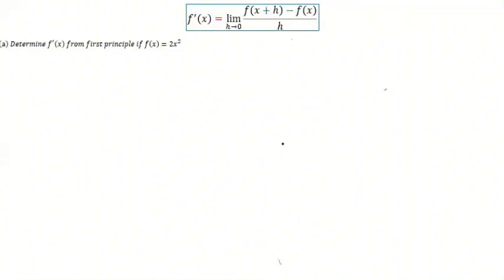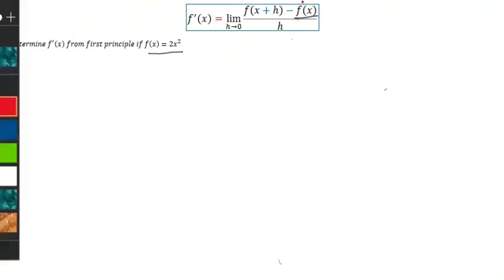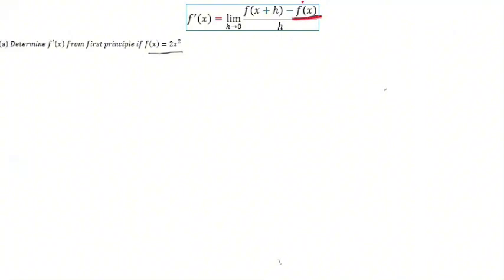So they say now determine f prime x, which is the first derivative from the first principle, if we are given a function. So here, if you can check now, they've given you the function. But what's nice about this function, you can use it to get what you want. So in this case, we have f at x, and this is the original equation that they've given us.